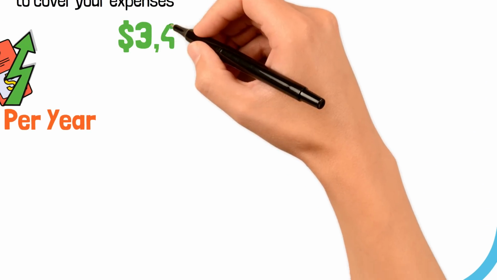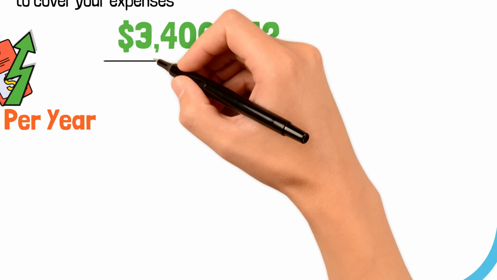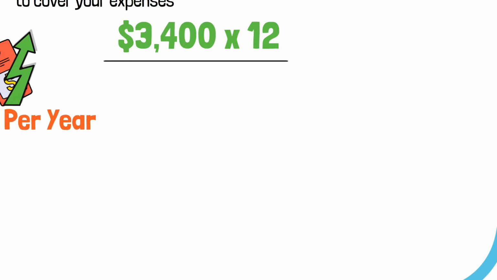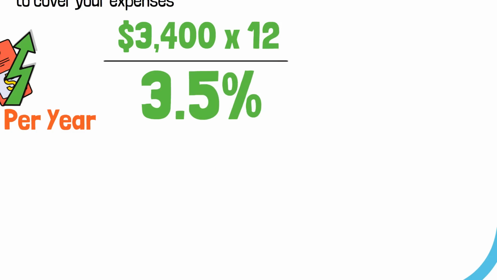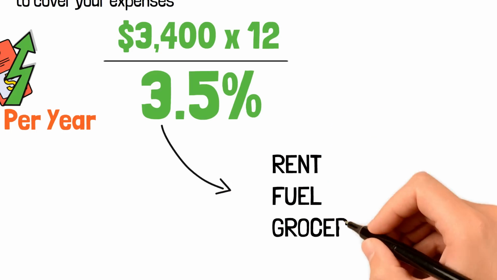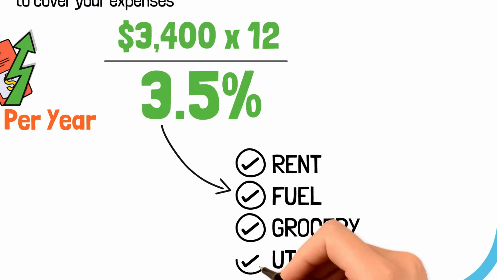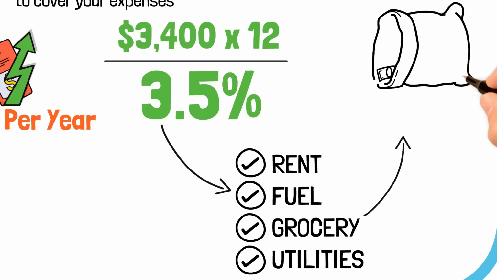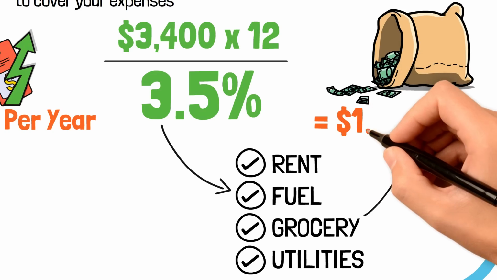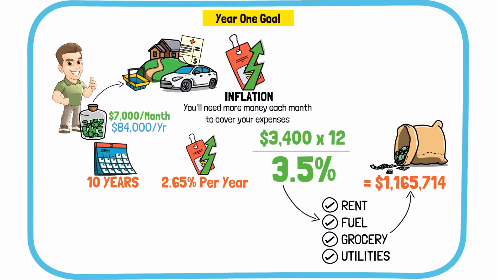To figure out this amount, the calculation is pretty straightforward. You divide the amount of return you require, which in our case is $3,400 times 12, by the current dividend yield of the ETF, which in the case of SCHD is 3.5%. For SCHD, if you want to live off dividends right away from the very first year, the amount of investment you need is around $1,165,714, which will pay an annual dividend of $40,800 or $3,400 per month.